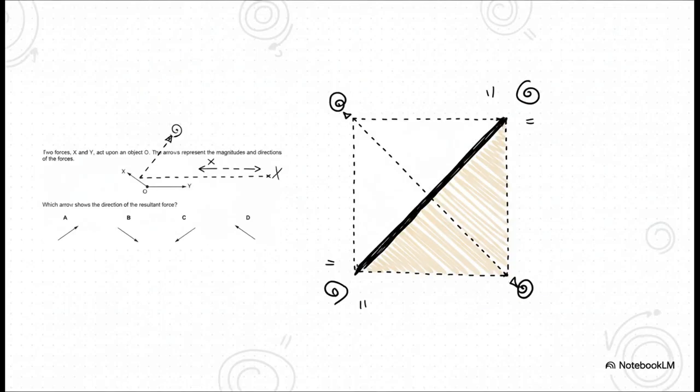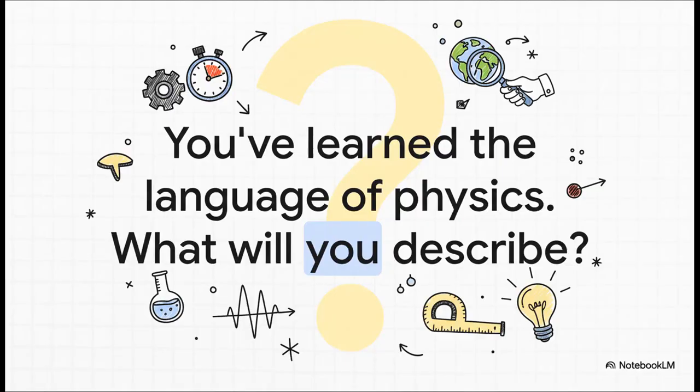All right, time for one last challenge. Take a look at forces X and Y. Which arrow, A, B, C, or D, shows the correct resultant force? Take a second. If you imagine completing a parallelogram with these two vectors as its sides, the diagonal that starts from the same point gives you the answer. So, the correct answer is A. Nicely done.